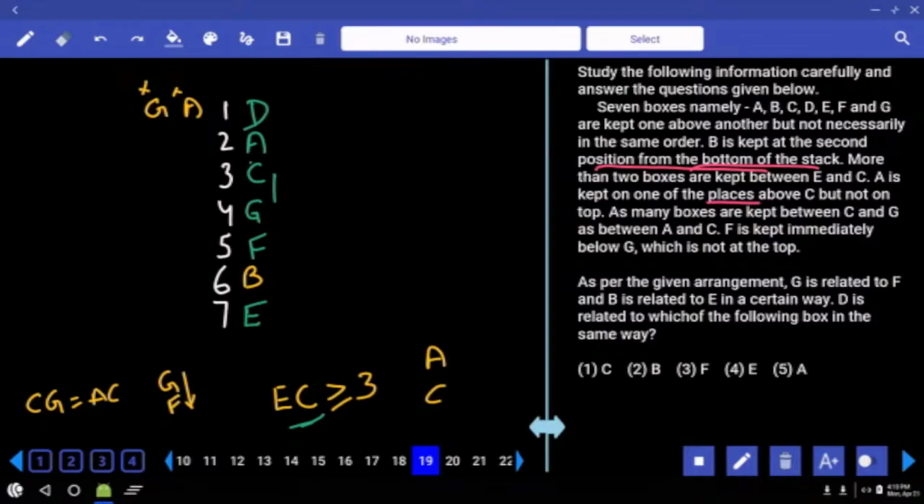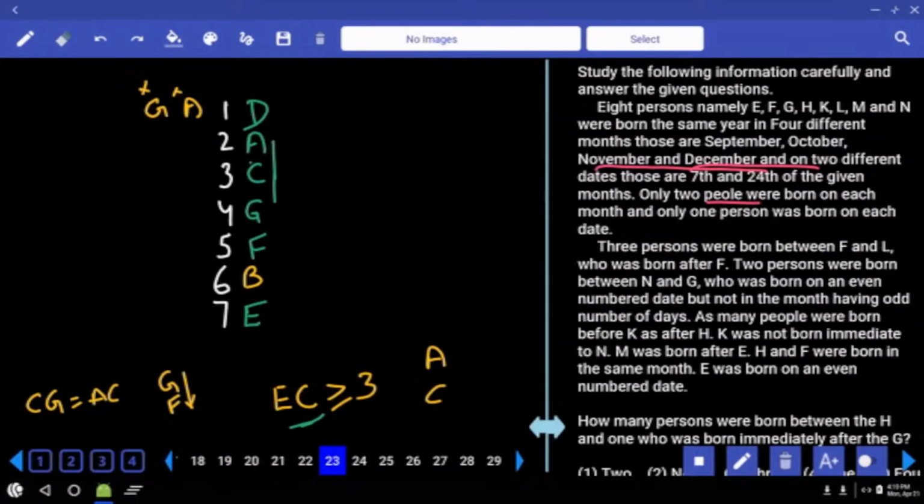And C and G, they are adjacent. A and C, they are adjacent. Number of boxes between C and G is 0. A and C is also 0. Now this is about question numbers 19 to 21, 22. The next one, 23 onwards.